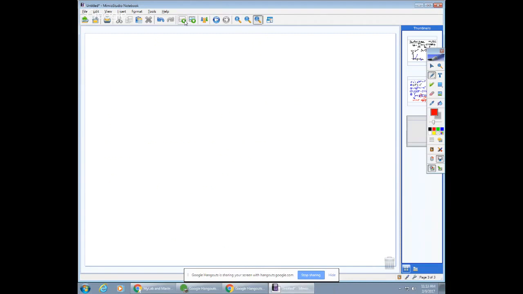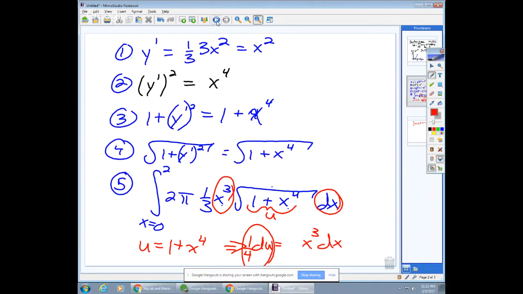So it looks like we have the integral, I'm going to ignore the boundaries for the moment, of 2 pi 1/3 square root of u, and then I'm going to have a 1/4 du in place of the x cubed dx. Did I miss anything? 2 pi 1/3, nope, that looks like everything there.